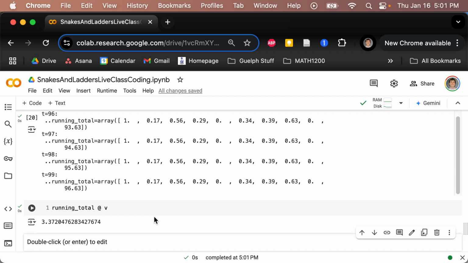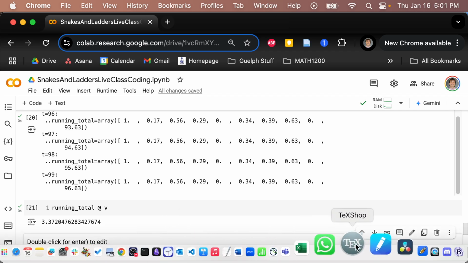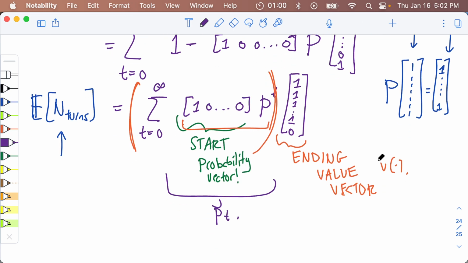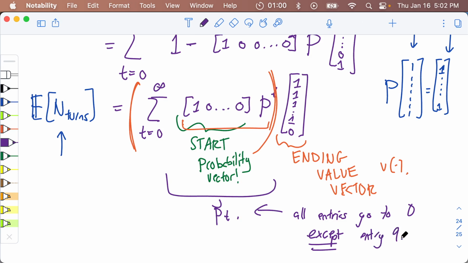So this is the answer to Gabe's question. When does this sum converge? This sum will converge as long as you don't include the last square. If you include the last square, then it'll go to infinity, because including the last square means it goes up by 1 as you go. But for all the other squares, the chance of being on them goes down to 0. So this probability vector PT, let's say it this way: all entries go to 0 except entry 9, so you can add it up. And it's a good thing we put a 0 there, otherwise it would blow up.